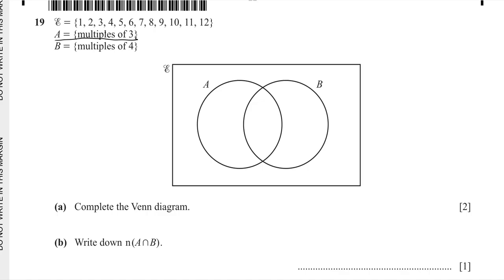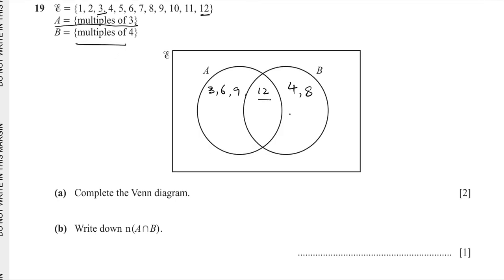So in A set, we have to write 3, 6, 9, and 12, because 12 is also a multiple of 4, so you have to write it here in the middle. Next, all the multiples of 4 on the B side, so we have 4 and 8 only, and 12 is already written there, so that's how it should be your answer.